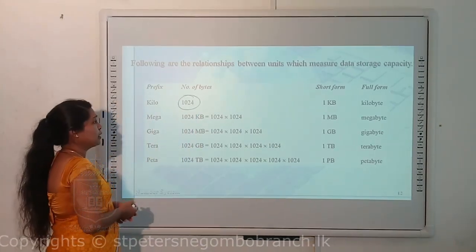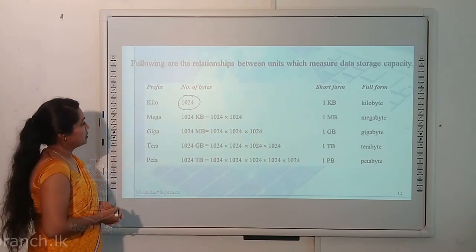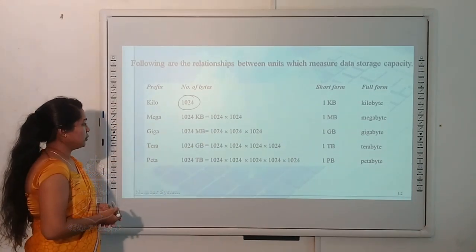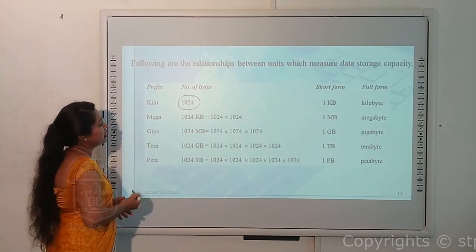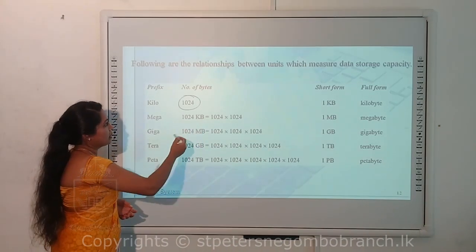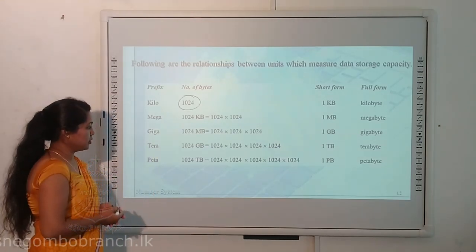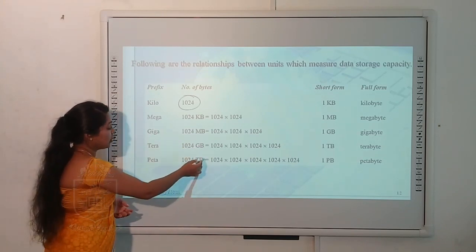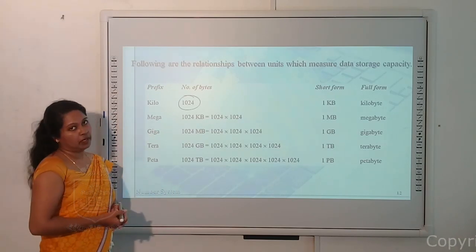1024 bytes equals 1 kilobyte, 1 KB. Then 1024 kilobytes equals 1 megabyte. Here 1 gigabyte equals 1024 megabytes. Then 1 terabyte is equal to 1024 gigabytes. 1024 terabytes is equal to 1 petabyte, right?